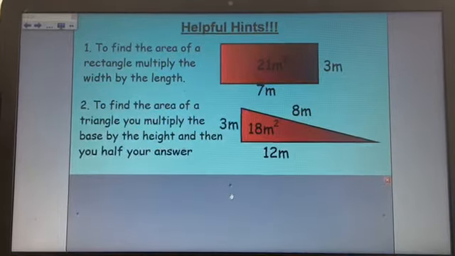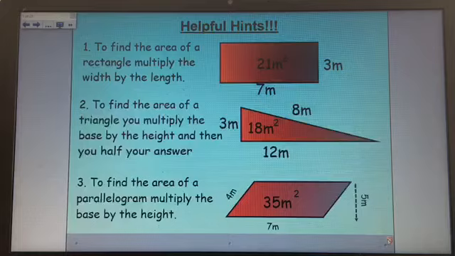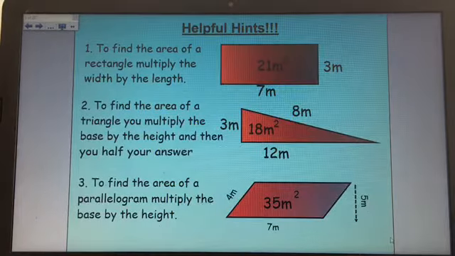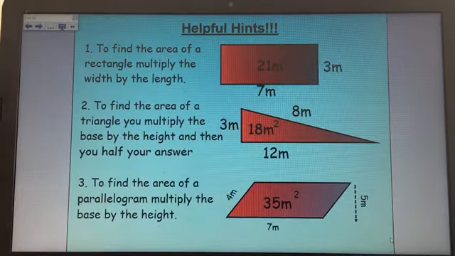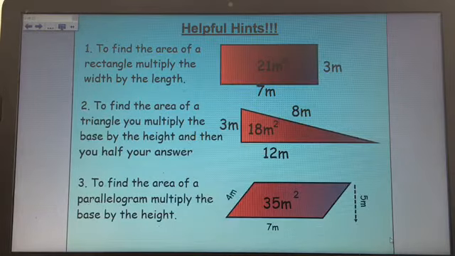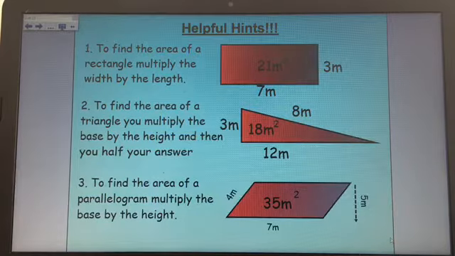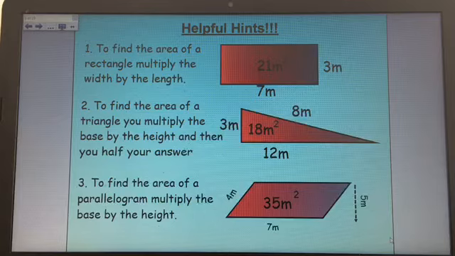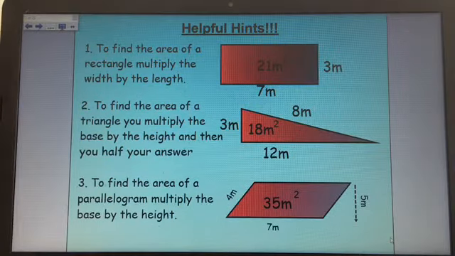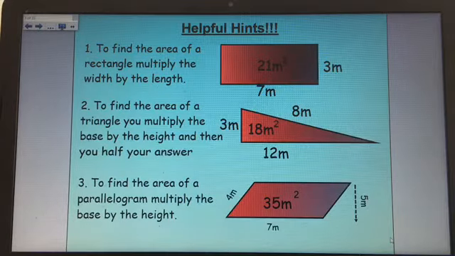And to find the area of a parallelogram, you just do the base times the height, but you don't have to halve it. And again, a common mistake is people multiply the base times the side and not the height, so they do 7 times 4, which would be wrong. It'd be 7 times 5. But to find the perimeter, you could do it the same way as you would for the rectangle, where you double the sides and add them together. So double 7 would be 14, double 4 would be 8, add them together to make 22 meters.